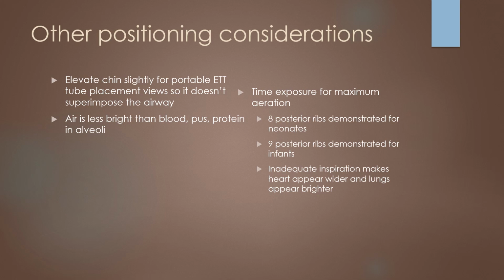We know that we're not going to get the same kind of inspiration on these babies as we do adults, so we're looking for 8 posterior ribs for neonates, 9 posterior ribs for infants. We also know that inadequate inspiration makes the heart look wider and the lungs look brighter. So now we're not just having them try to expand their lung field, but it's also to tell if their lung field is normal radiopacity or not.